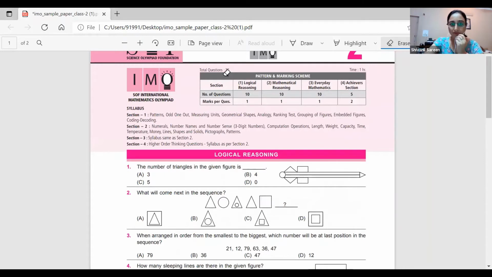So we have 35 questions in total in IMO. 10 questions are based on logical reasoning, 10 questions are based on mathematical reasoning, 10 questions are based on everyday mathematics, and 5 questions are based on achievers section. So the total time is 1 hour and the total number of questions is 35.